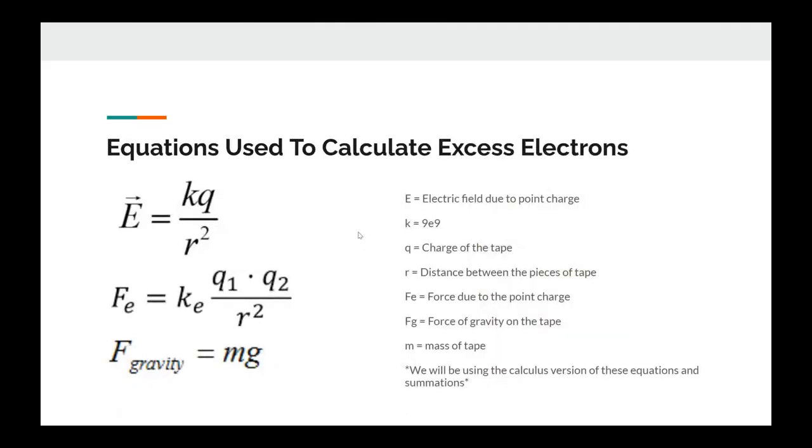Equations we use to calculate the excess electrons are the same, using E field, force of electric field, and force of gravity, except this time we will be using the calculus version of these equations and summations in order to add up individual pieces of the charge of the line.